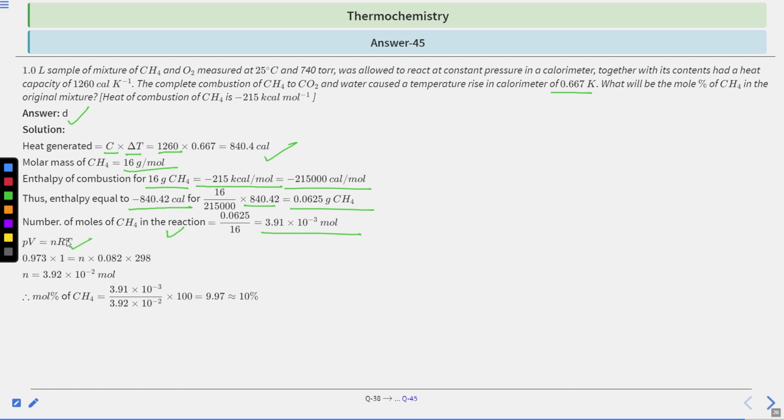Now we apply the ideal gas equation, PV equals nRT, putting all the values given in the question. n is coming out as 3.92 multiplied by 10 to the power minus 2 mole. So the mole percent of CH4 is 3.91 multiplied by 10 to the power minus 3 divided by 3.92 into 10 to the power minus 2, into 100 for the percentage term. So it is coming out as 9.97, approximately 10%. Hence option D, which is 10%, is the correct answer for this question.